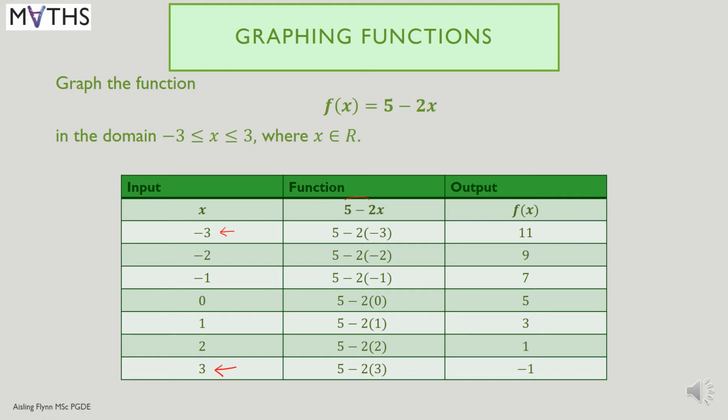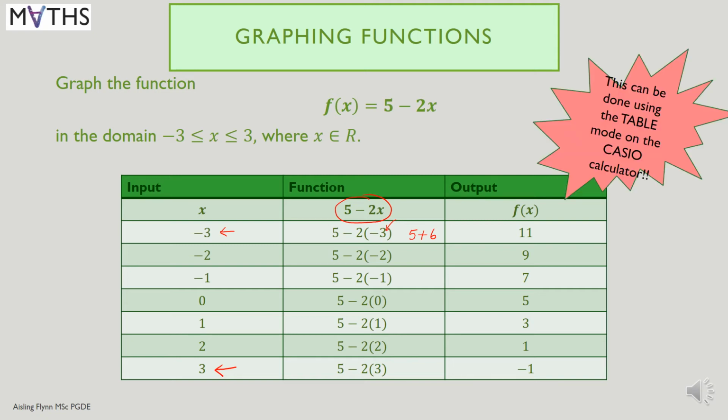My function says take 5 minus 2x, so begin with 5 minus 2 times the input. Okay, now use brackets because the input here is a negative, so it's 5 minus 2 times -3. So -2 times -3 is +6, and 5 plus 6 gives 11, and so on. Okay, and don't forget you can use your calculator now, and your calculator will do all of that for you.